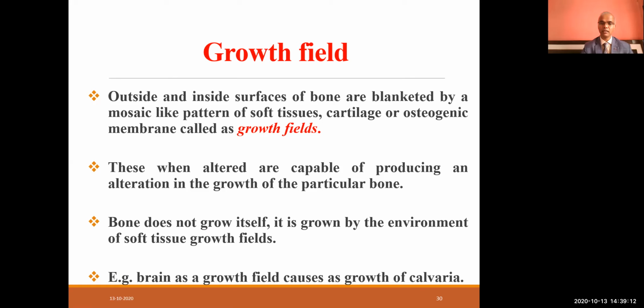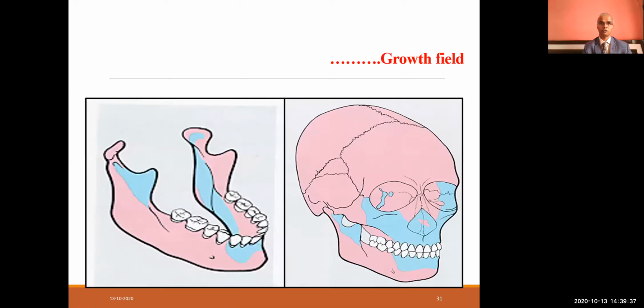Like in brain, as a growth field causes growth of the ganglion. In encephalopathy, where there is little growth or no growth of bone, there is minimum development of skull. In hydrocephaly, there are enlarged skulls. It shows that the soft tissue causes a growth of the hard tissue.